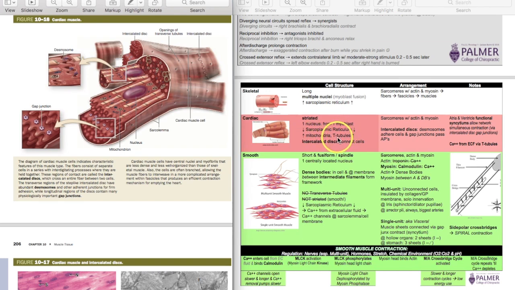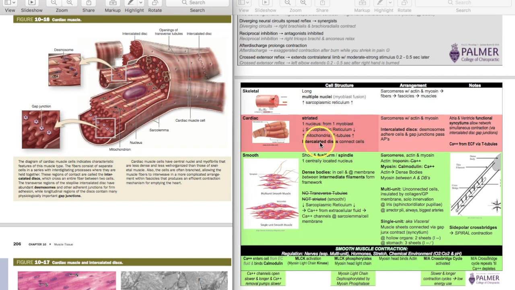Lots of T tubules makes sense because it's still getting all its calcium from the outside, and it's contracting all the time, so it needs lots of calcium. So it's going to have a lot of T tubules. And since your heart is always working pretty hard, it needs lots of ATP. Therefore, it's going to have the most mitochondria producing ATP energy all the time.